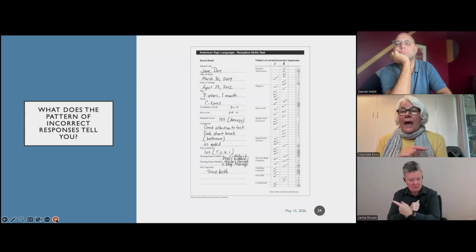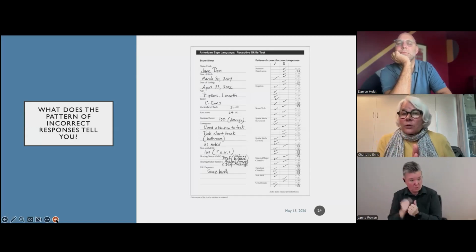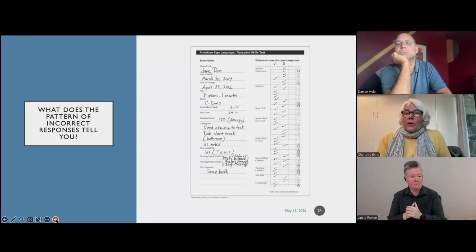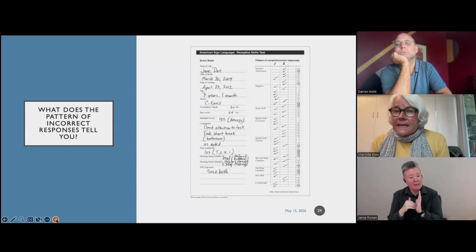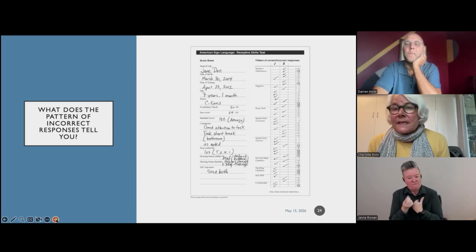So where it says the pattern of correct, incorrect responses, you'll see all the grammar categories listed in one column and then correct or incorrect. And this sample here shows how this student did. So what does this tell you? Again, it's more like a screening test, the receptive skills test, than an in-depth assessment because some of the grammar items only have a few items, as you can see.